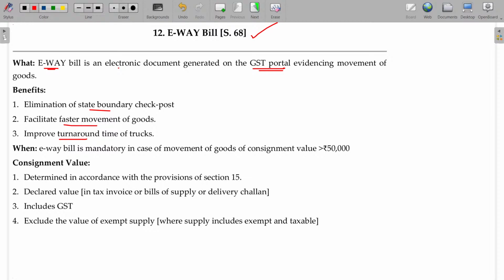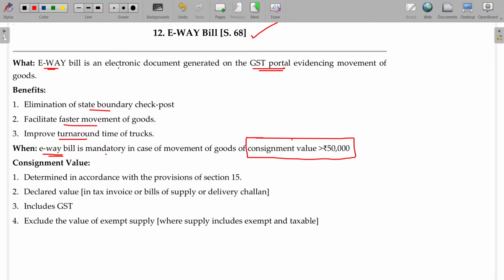Turnaround time means to and fro time. Okay. So as there is no inspection in the check post, it will go to the spot easily. So it reduces time. When to generate that? E-way bill is mandatory in case of movement of goods where the consignment value is more than 50,000 rupees. Consignment value is more than 50,000 rupees, mandatory you need to have the e-way bill.